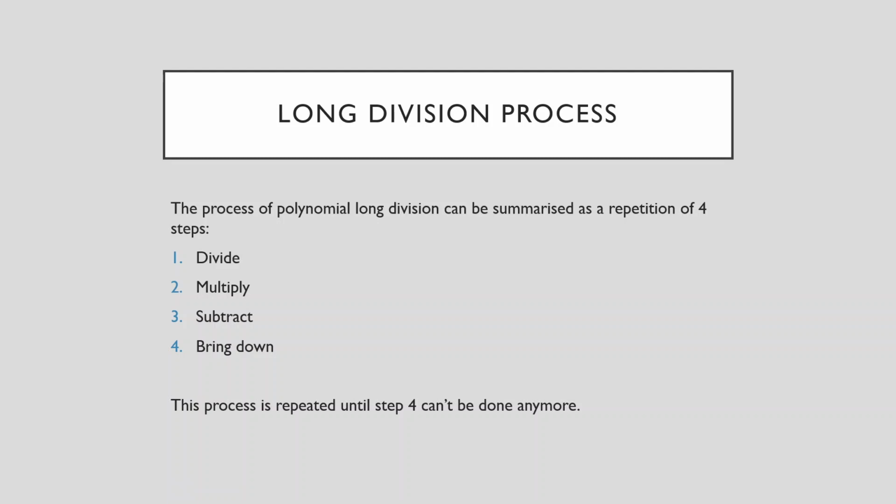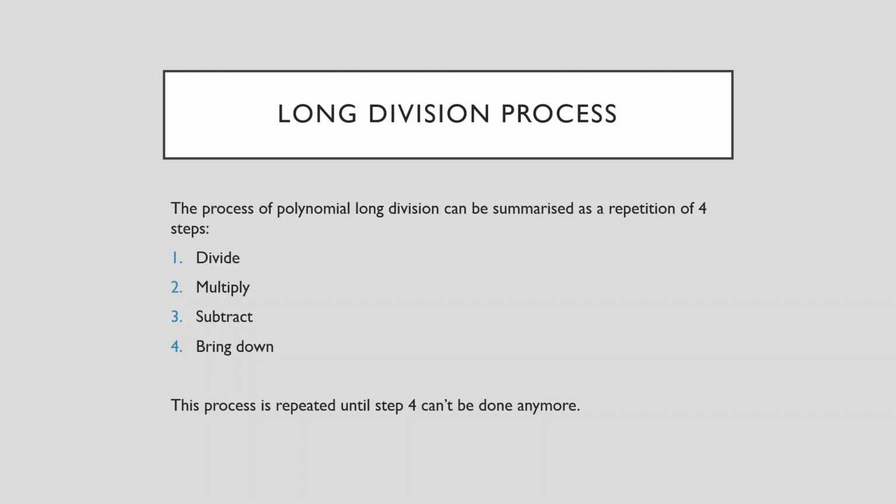There's basically 4 steps, and you just keep repeating these 4 steps until you can't do step 4 anymore. These 4 steps are kind of easy to remember, but you need to practice it a lot to get the process down. Okay, so step 1 is divide. Step 2 is multiply. Step 3 is subtract. Step 4 is what I call bring down.